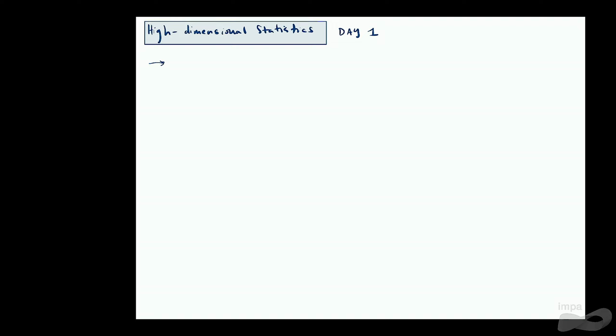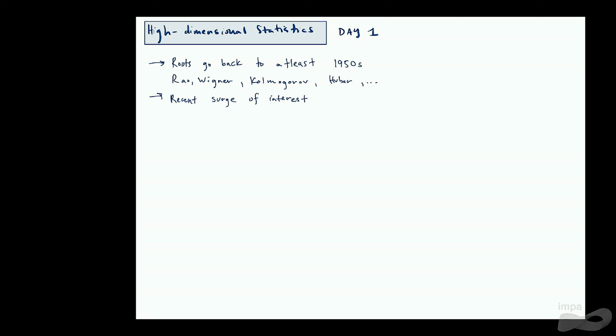Okay. So some introductory notes. The roots of high-dimensional statistics go back at least to the 1950s. I'm thinking about people like Rao, Wigner, Kolmogorov. We'll see an example of some high-dimensional asymptotics Kolmogorov gave, Huber, and other folks like this. We're talking about high-dimensional statistics today because there's been a recent surge of interest, and by recent, I mean maybe in the last 20 to 30 years, especially in the statistics community.